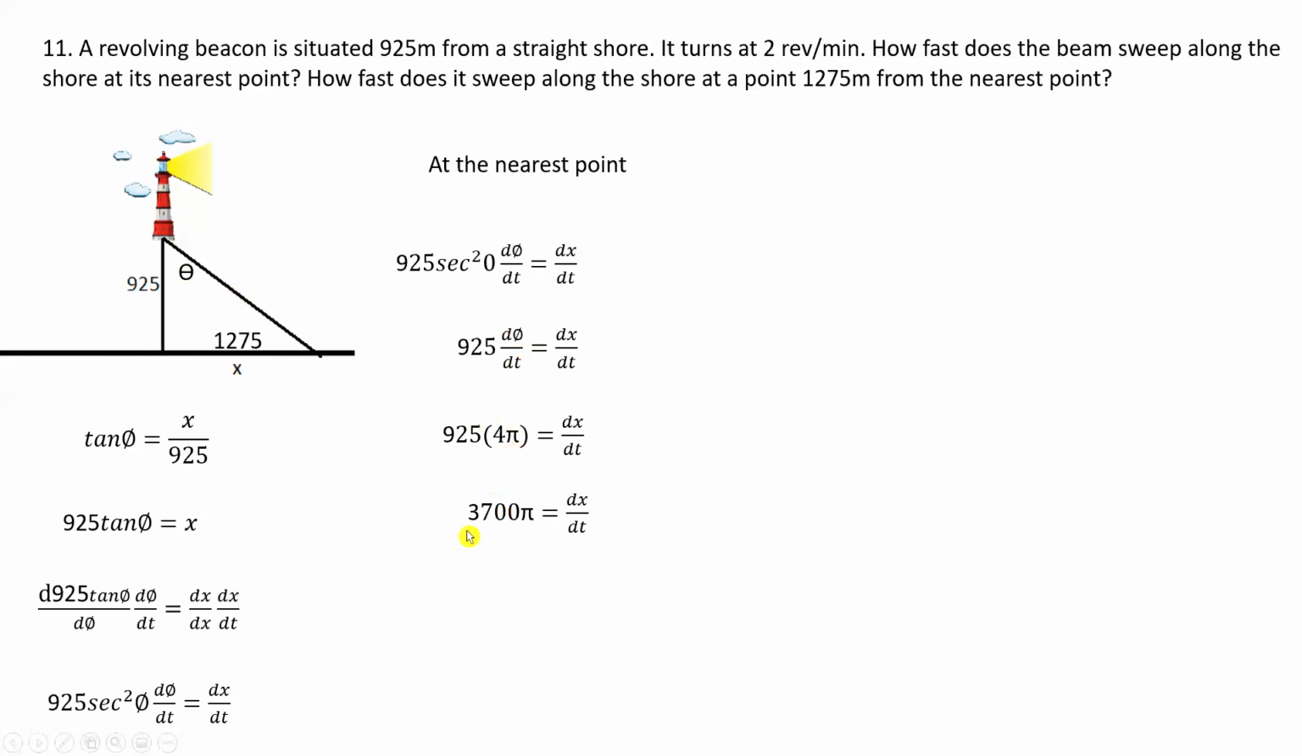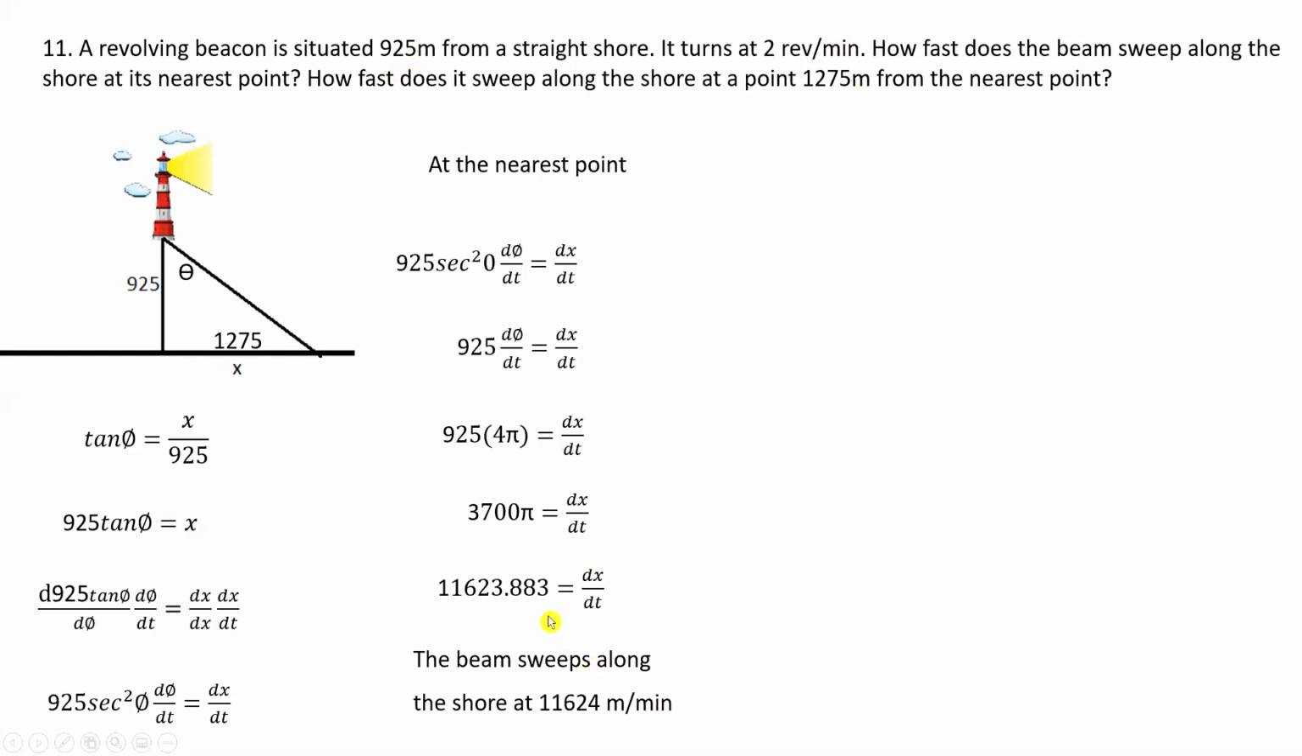Multiply that out, we get a beautiful answer of 3,700 pi. Feel free to leave your answer that way. Or for those who are liking decimals, 11623.883. So the answer to our question in words, the beam sweeps along the shore at 11624. X is distance, it's measured in meters. Time, minutes. So 11624 meters per minute.